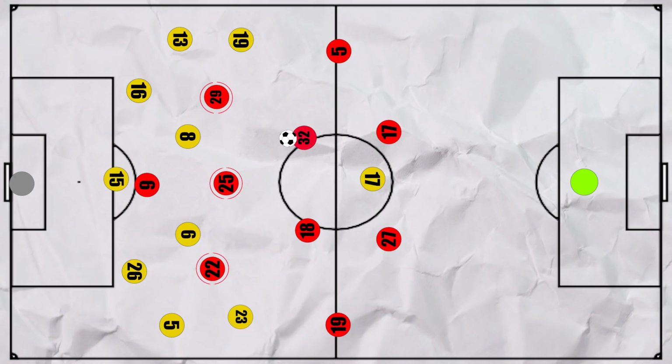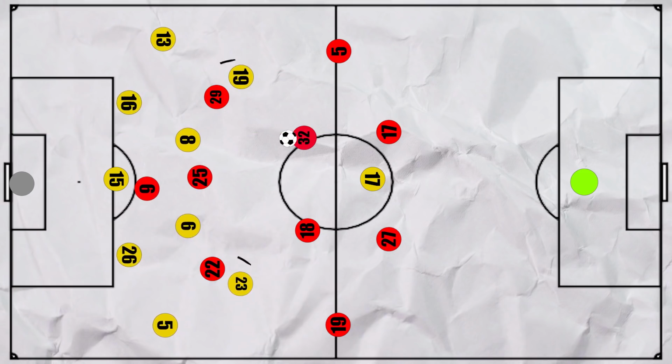But higher up the pitch, the positioning and interchange of Gnabry, Coman and Müller caused Dortmund headaches. 2 of them would almost always occupy the half spaces, with the other being alongside or just behind Lewandowski. This meant Dortmund's wingers often tried to tuck in to even things up.